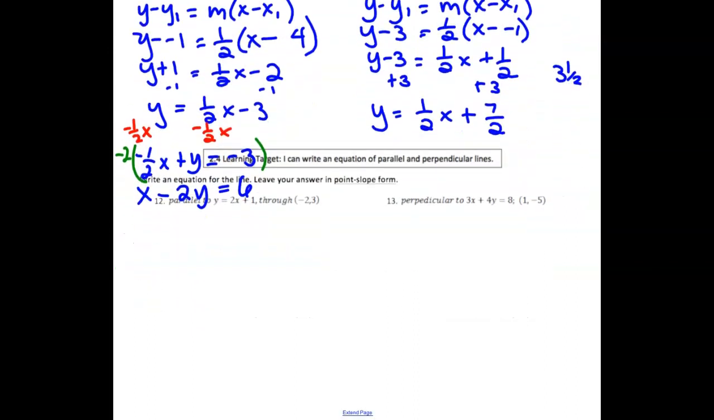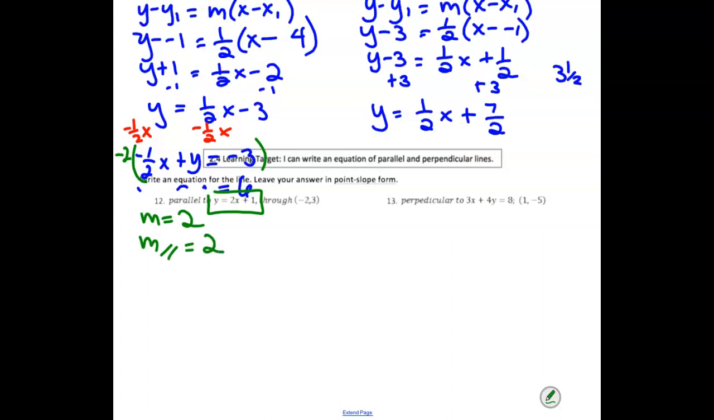All right, our next question says to write an equation for the line, leave our answer in point slope form. This time it's asking for us to give an equation that is parallel to y equals 2x plus 1 and going through the point negative 2, 3. If it is parallel, we're going to use the same slope. So from this equation, I know that my slope is 2, and parallel lines always have the same slope, so I'm going to also use a slope of 2.